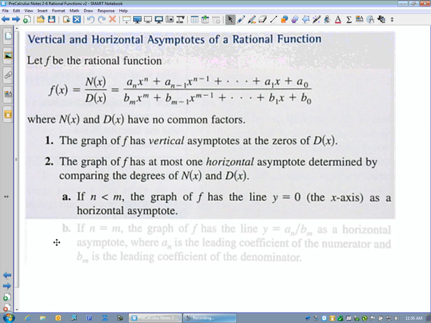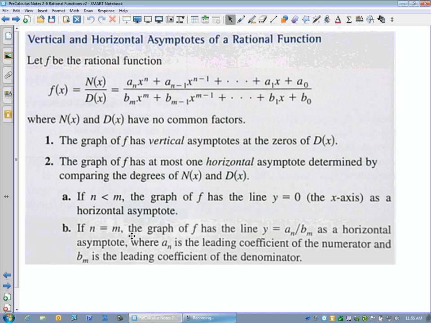And then our next comparison would be if the degrees are the same, then the graph will have the line y equals a sub n divided by b sub n as the horizontal asymptote. Basically that's just saying it'll be a ratio of the leading coefficients. Notice a sub n is the leading coefficient, b sub n is the leading coefficient of the denominator, and it's simply going to be y equals the ratio of the leading coefficients, because it's a horizontal line.